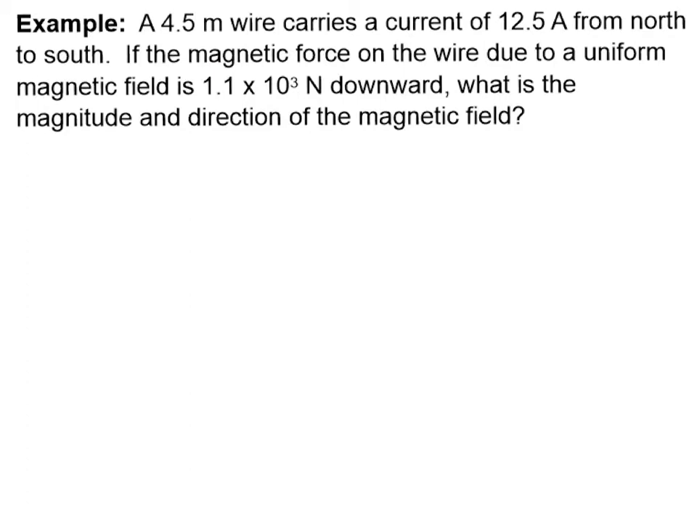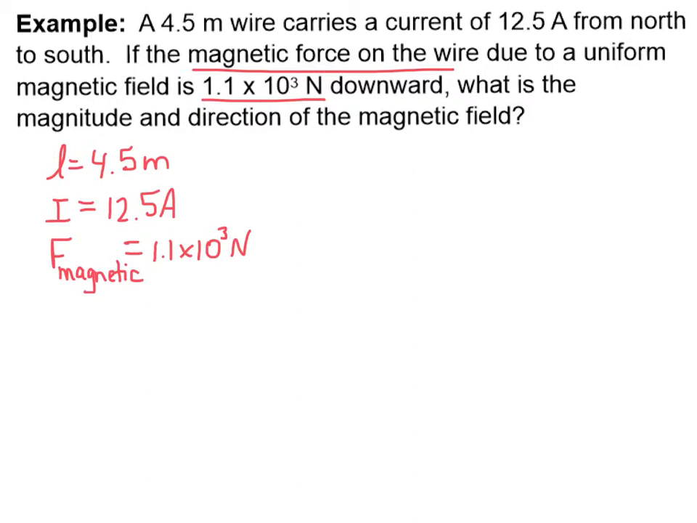First, let's write what we know. I know my length, and it is in meters. My current is represented in amps. I'm given my magnetic force on the wire as 1.1 times 10 to the third newtons. And I'm asked to find the magnitude and direction of the magnetic field. So let's find the magnitude first.